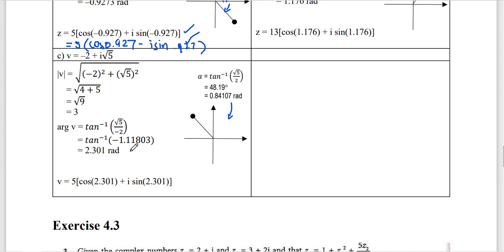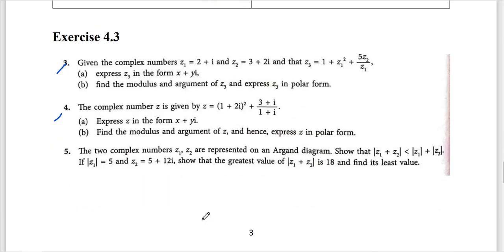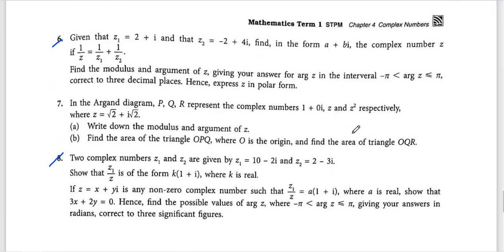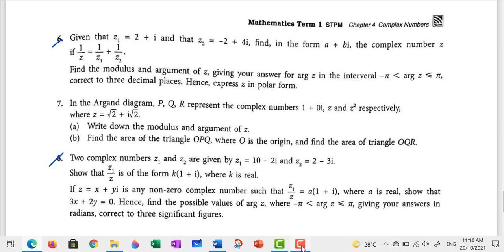Okay, you find this, then you find this. Because this is in the second quadrant, pi minus, you get this, then substitute the angle. Okay, then you do this. 3, 4, and 6, 8. Okay, 6 and 8. Settle. Finish.